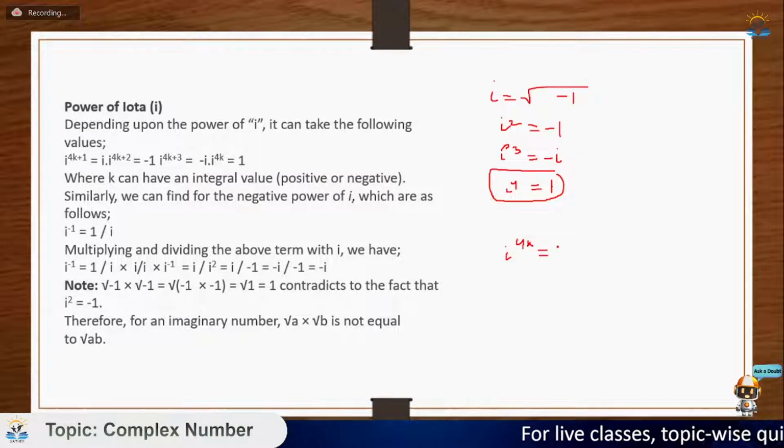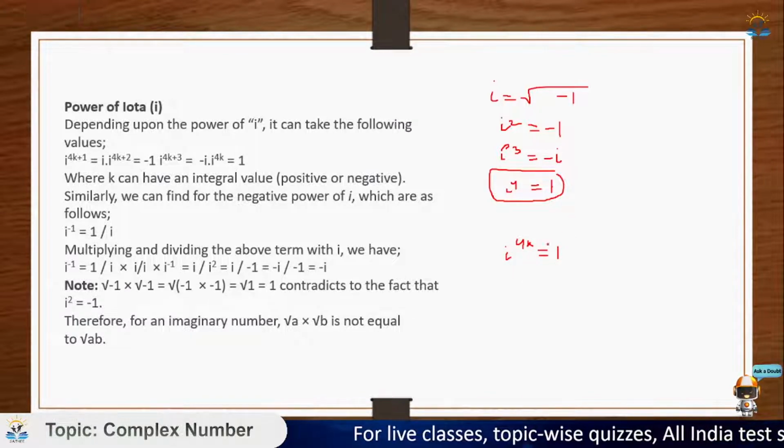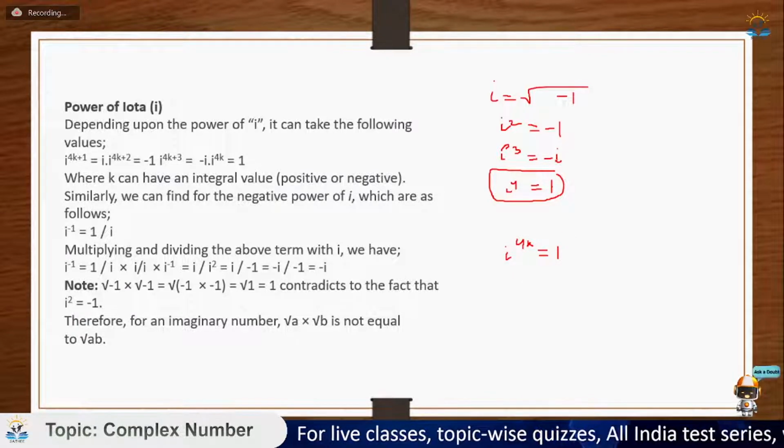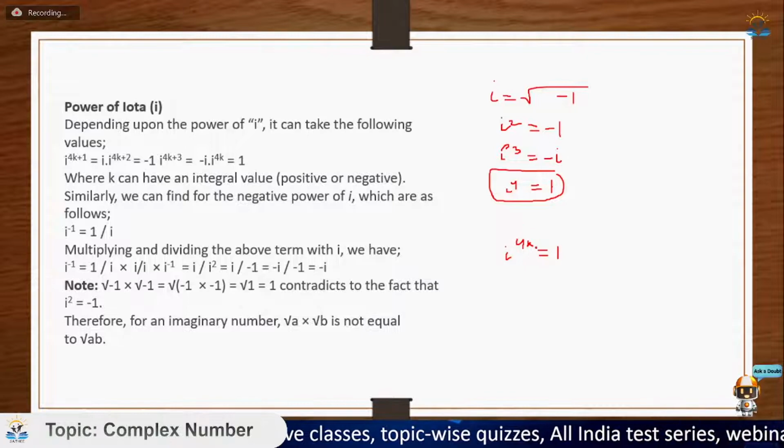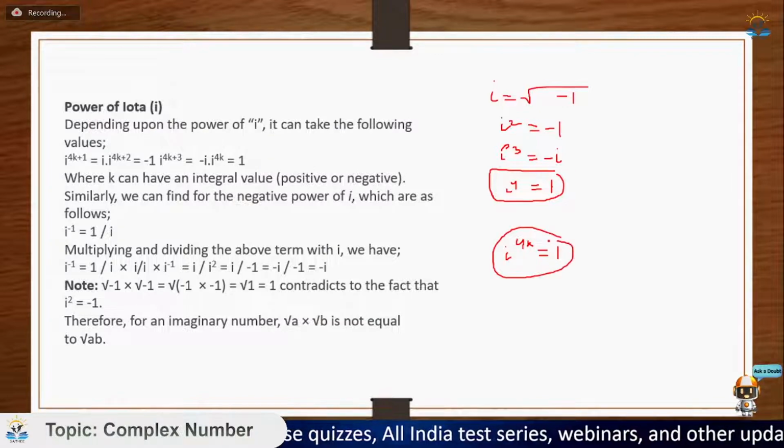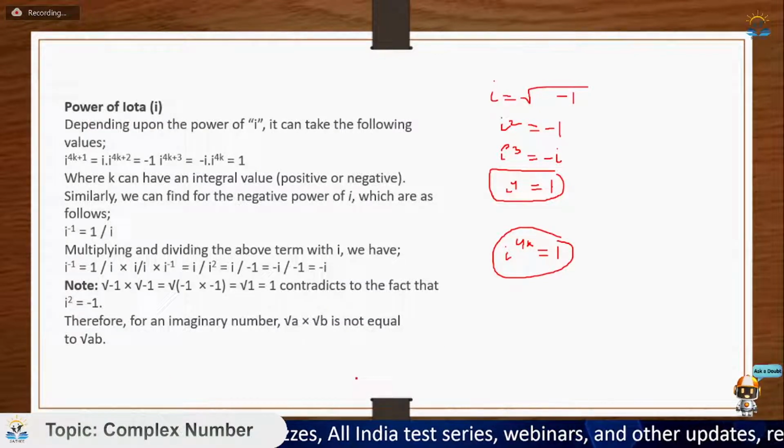And then it will start repeating the cycle. Iota power 4k plus 1 would be root -1. Iota power 4k plus 2 would be -1. Iota power 4k plus 3 would be minus iota. And then iota power 4k again would be 1. So please remember this cycle of iota, that after each 4 multiples, it becomes 1. Okay?